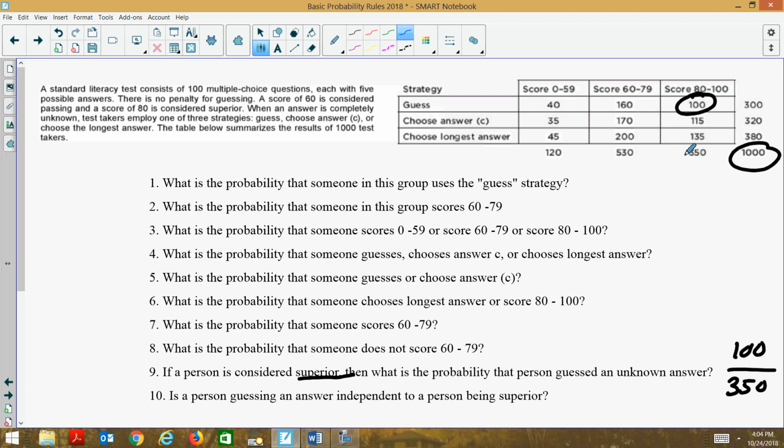So notice in our previous example here that in order for us to get this conditional probability, first event A, superior, had to happen. So that does happen. 350 people were superior. Out of those, how many guessed? In order for us to know that, they have to remain superior and they have to employ the guessing strategy, which is this overlap here of 100.